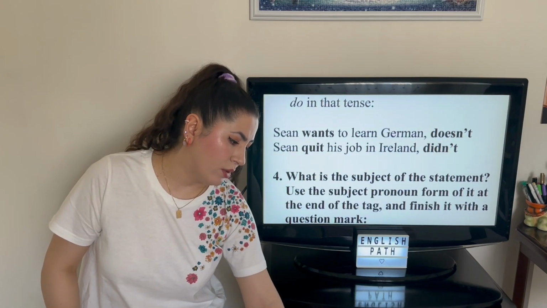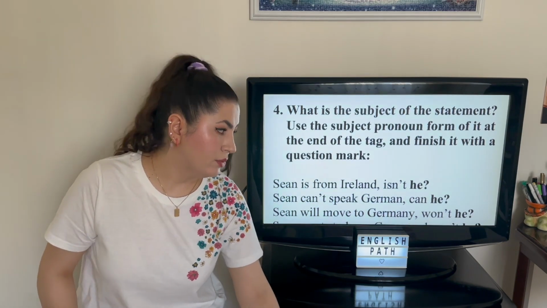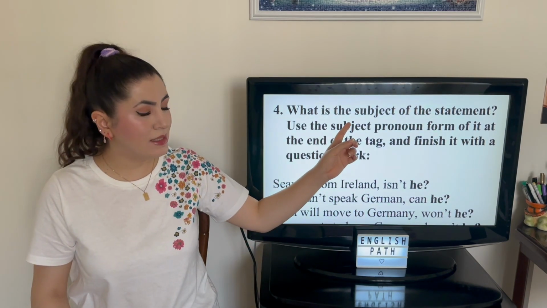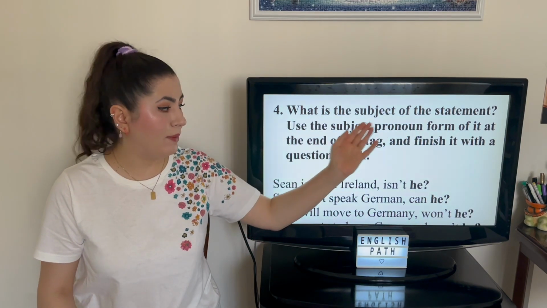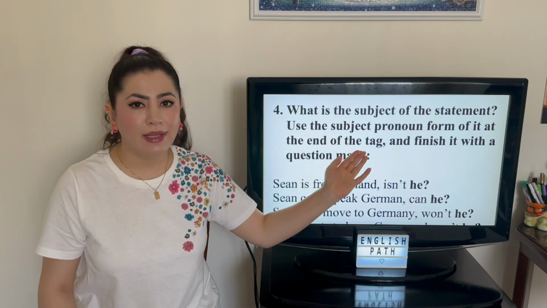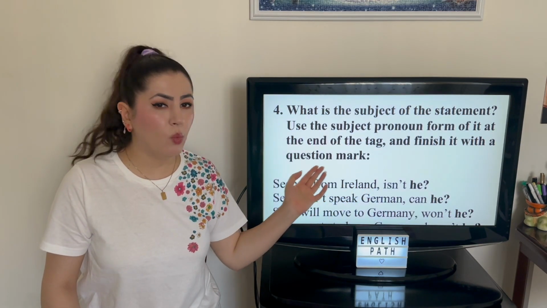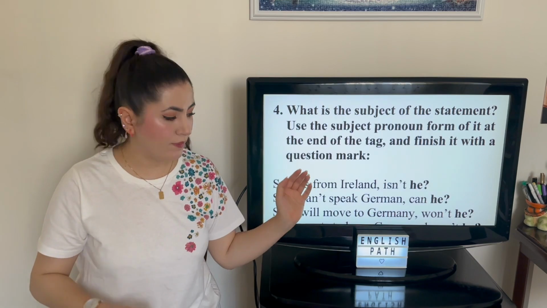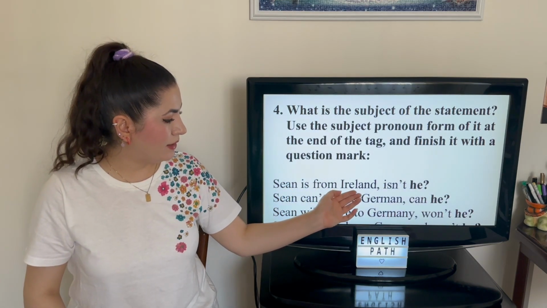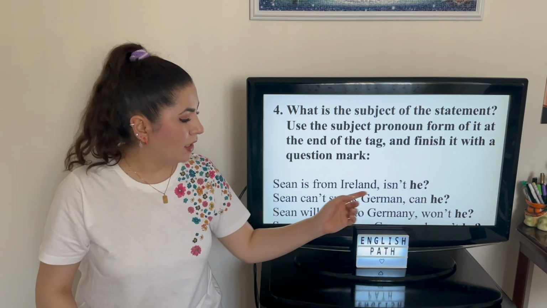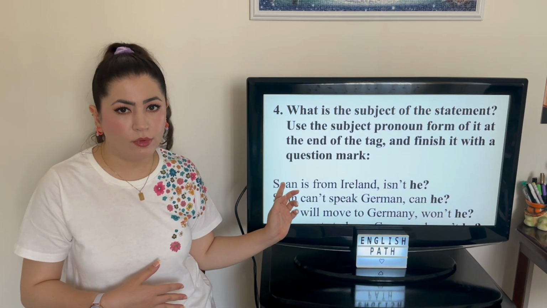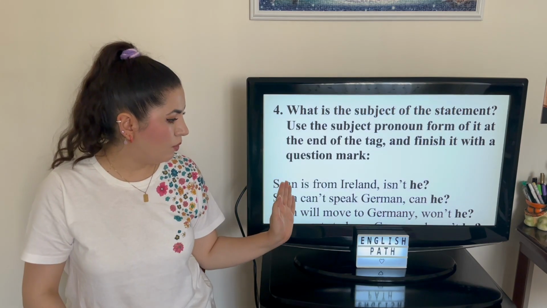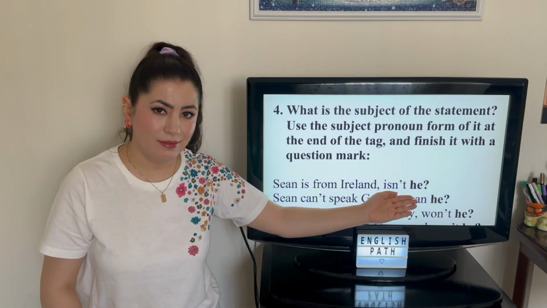Step number 4 is to find the subject in the statement and use the subject pronoun form of it at the end of the tag. And finally, we will finish off with a question mark. Sean is from Ireland, isn't he? The subject is Sean, and the subject pronoun form of Sean is he. So, Sean is from Ireland, isn't he?